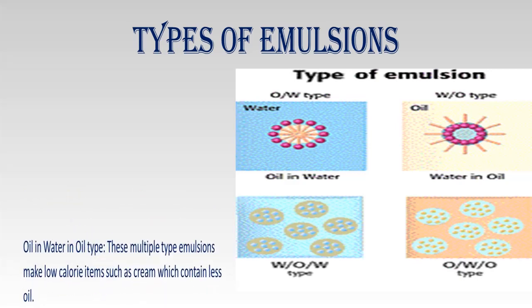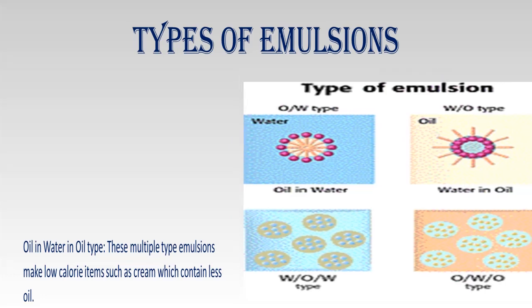These multiple type emulsions make low-calorie items such as cream, which contain less oil, but also stabilize the emulsion by dissolving the unstable substance present in the deepest region of water droplets. Taste can also be enhanced by injecting seasonings and flavors into the water droplets.